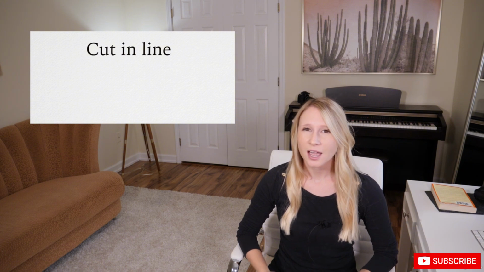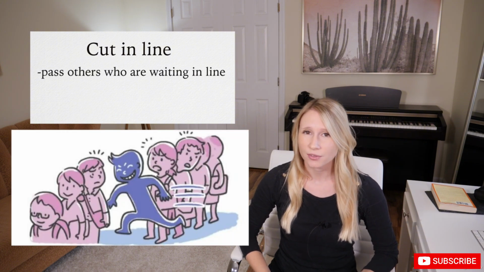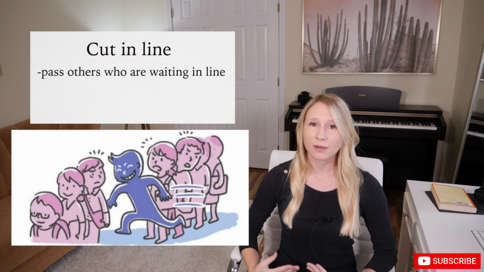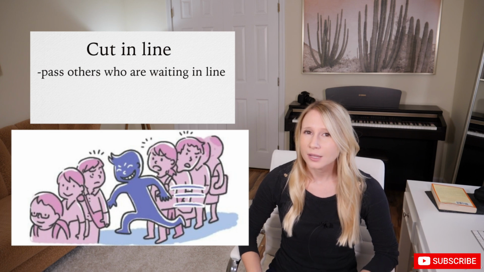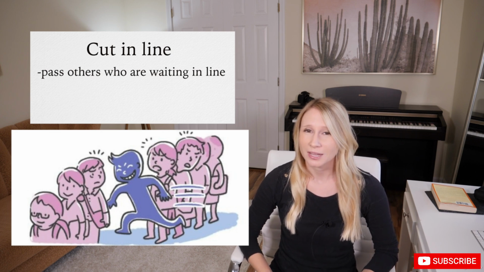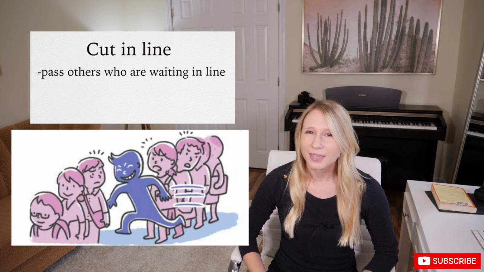Let's go over the next 5 vocabulary words on our list. After we go over their meanings and some examples of each, you'll complete another fill-in-the-blank activity. The 6th phrase on our list is cut in line. To cut in line means to pass others who are waiting in line. While cutting in line isn't illegal, it is an unwritten social rule. If you cut in line or pass others who are waiting in line before your turn, you may get some angry stares or even confronted by someone.